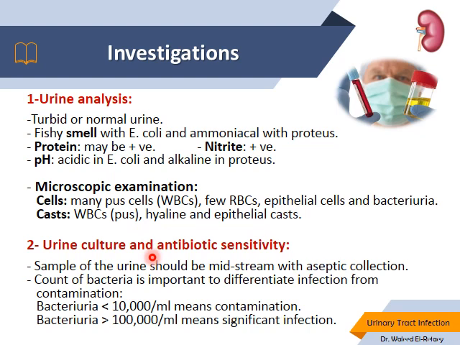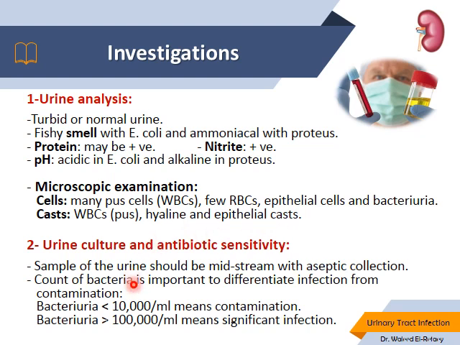On microscopic examination, to say the patient has urinary tract infection, there should be pus cells or white blood cells and other evidence of infection with a foreign microorganism. Pus cells are a very important finding in urine analysis, and according to their count I can consider the severity of the urinary tract infection. Few RBCs, epithelial cells, and bacteria themselves could be identified. Casts of acute pyelonephritis are called white blood cell casts, and hyaline and epithelial casts may also be present.